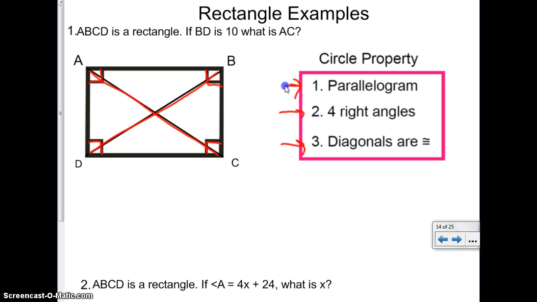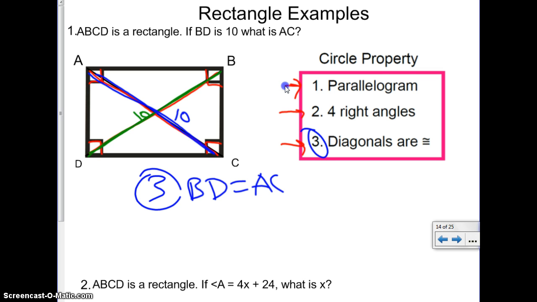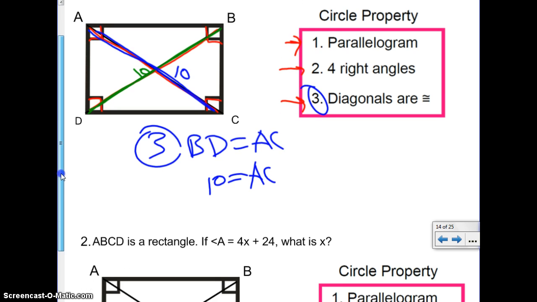Our first question says, if BD is 10, what is AC? Well, BD is this diagonal right here, right? I'm doing it in green. So the length of that is 10. So if that's 10, what is the length of AC, which is this diagonal? Oh, you guessed it, it's 10, right? Property 3 says our diagonals are congruent. So property 3 says that BD, wrote it backwards, sorry, that BD is equal to AC. Pretty simple, we know BD is 10, AC equals 10. That's the first one.